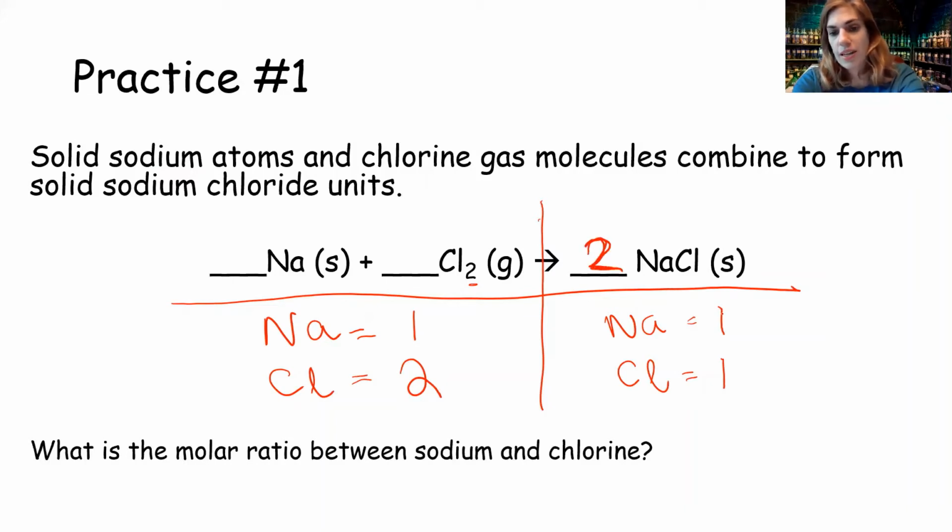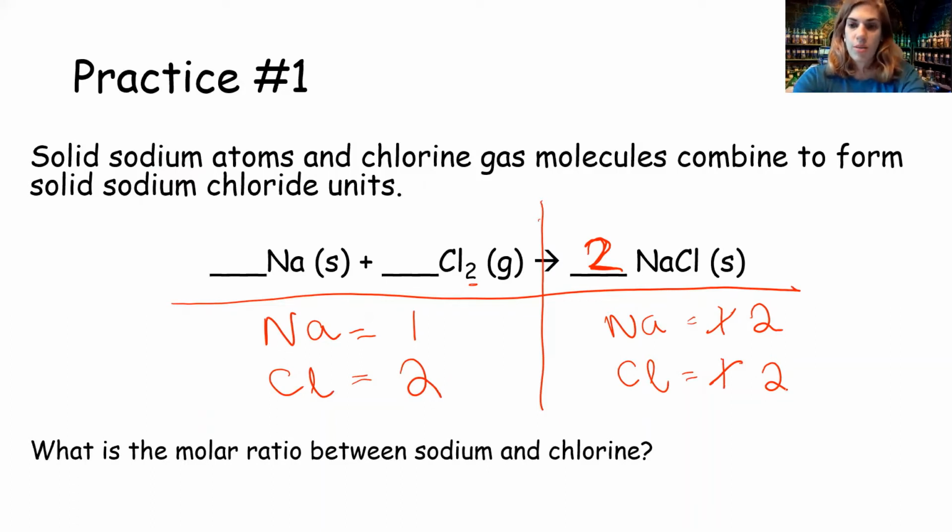When I do that, I need to update both of these. So now I have 2 sodiums and I have 2 chlorines. Well, now my chlorines are balanced, but my sodium is not. And that tends to happen. So once again, we're just doing trial and error, trying to get everything balanced and equal.